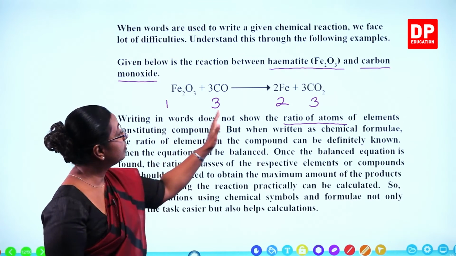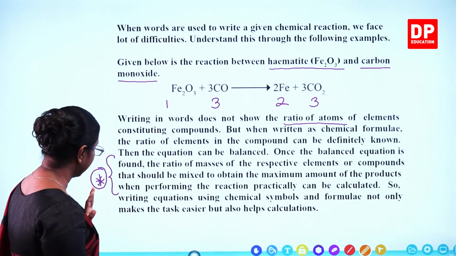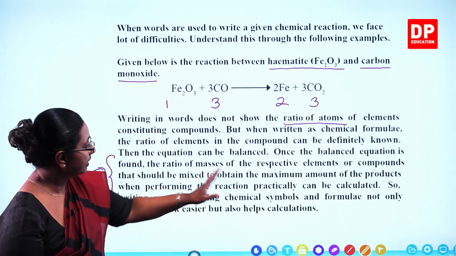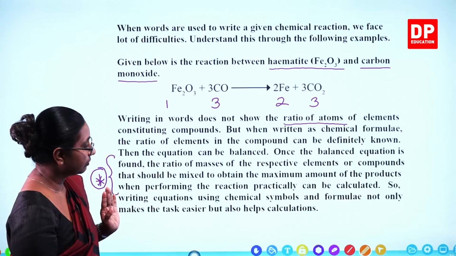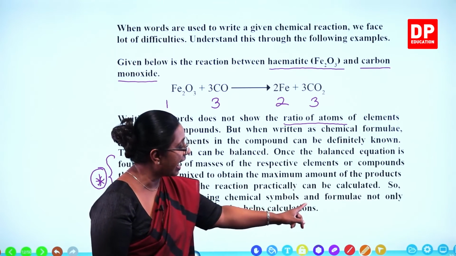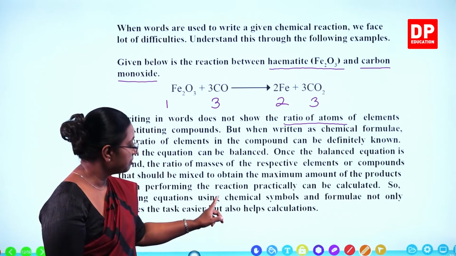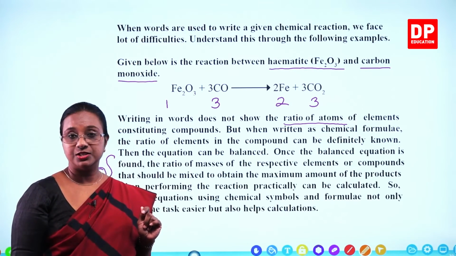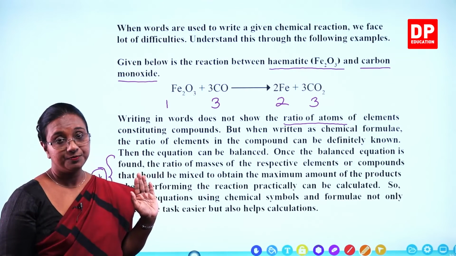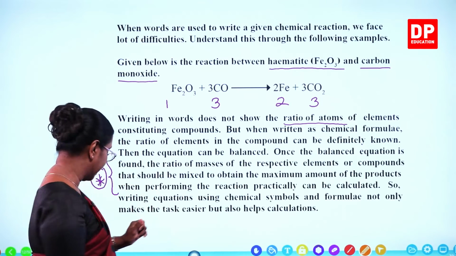So that is how we use this ratio. I am sure you all can understand that. So here you can see when we can practically calculate. Writing equations using chemical symbols and formulae not only makes the task easier but also helps calculation. So it helps to do the calculation properly. We will look at that in a little bit more detail in the next slide.